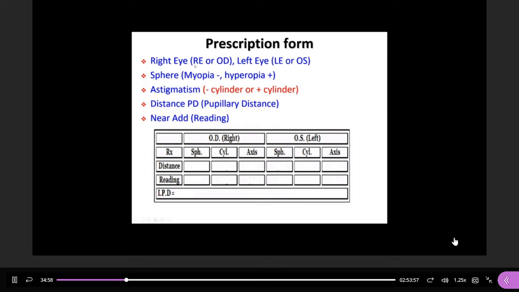For the right eye, we can write right eye, of course. Or you can write RE, with the first two letters capital. The left eye is LE. Or you can write OD for the right eye, and OS for the left eye. So when we talk about OD and OS, OD is the right eye, OS is the left eye. Also, when you face your patient, on your left side is the patient's right eye, and on your right side is the patient's left eye.